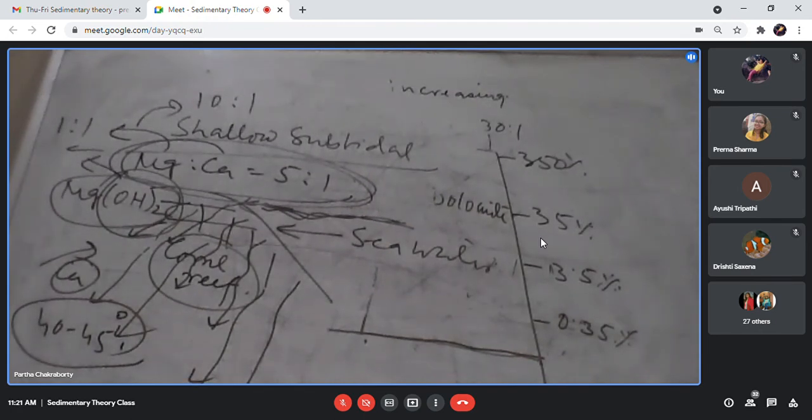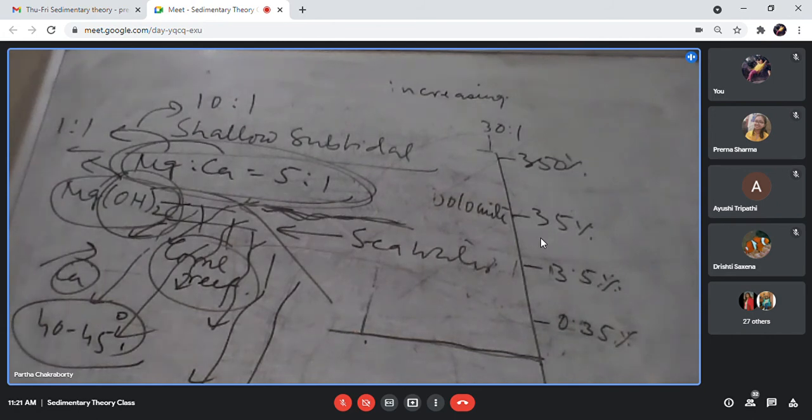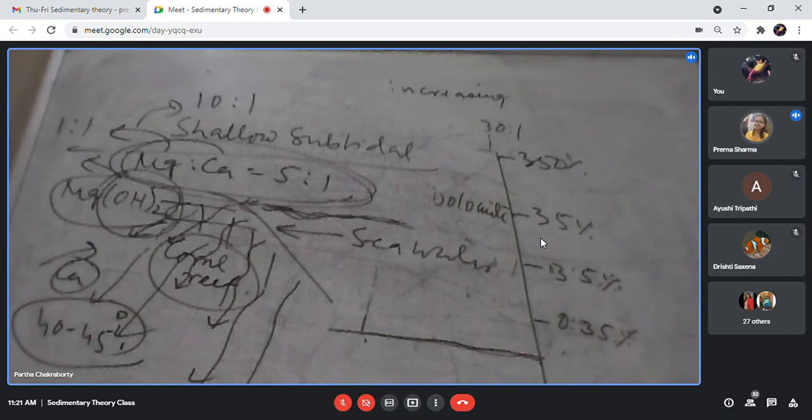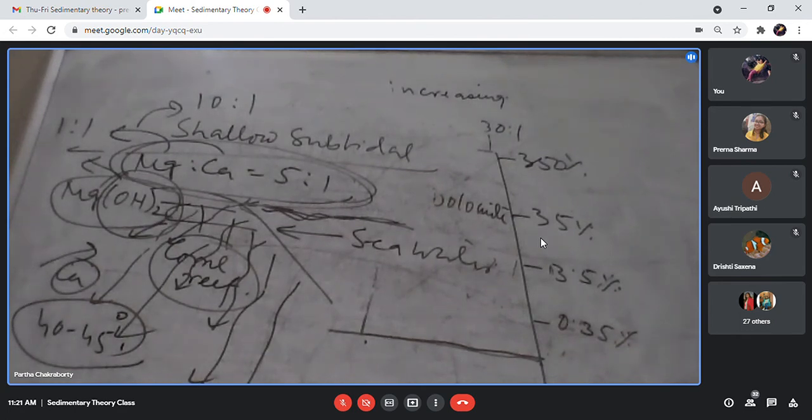Do you have an idea? Hello? Hello? Yes, sir. Do you have an idea that in the field, if I see that structure, then it is very easy to tell that yes, this portion is dolomitized.